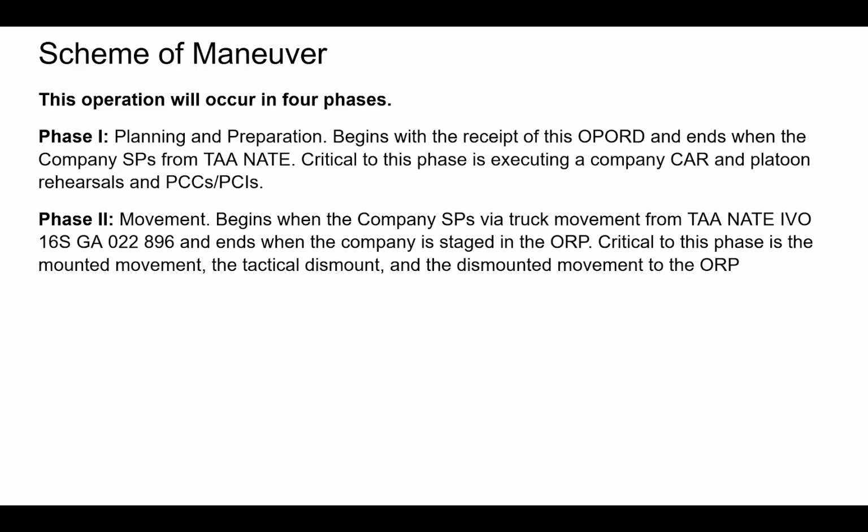So phase 1 ended when the company left the TAA, and phase 2 is going to begin when the company leaves the TAA. So there's no in-between space. Everything is accounted for. It's going to end when the company is staged at an operational rally point. Critical to this phase is going to be the mounted movement, the tactical dismount, and then the dismounted movement to the organizational rally point, or the ORP, or operational rally point, rather.